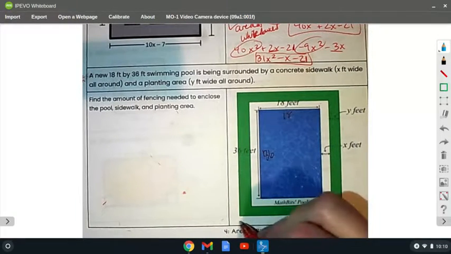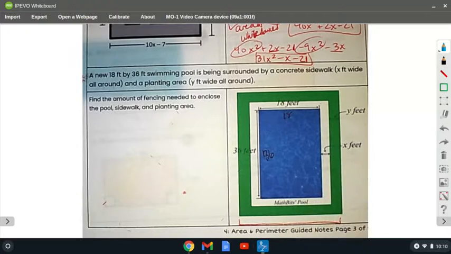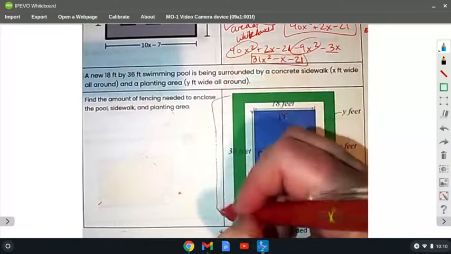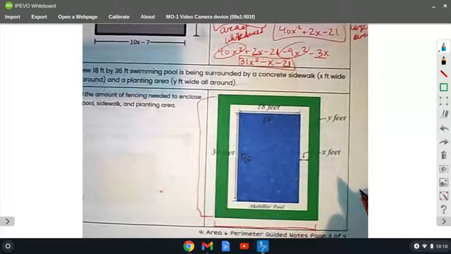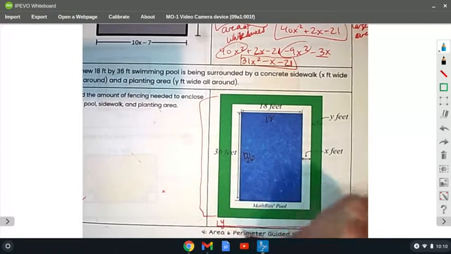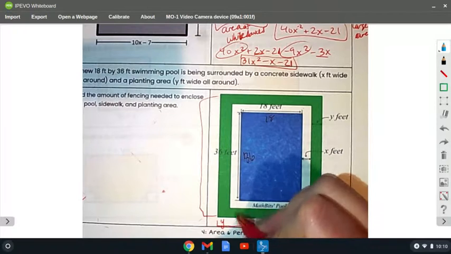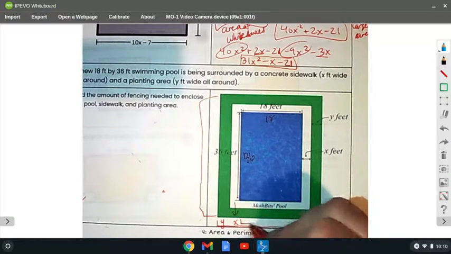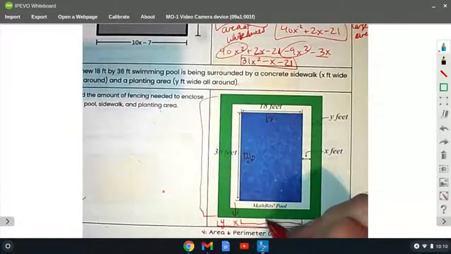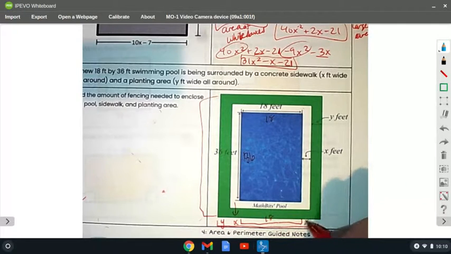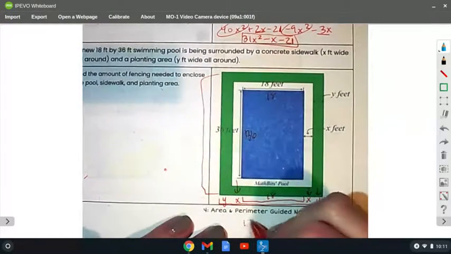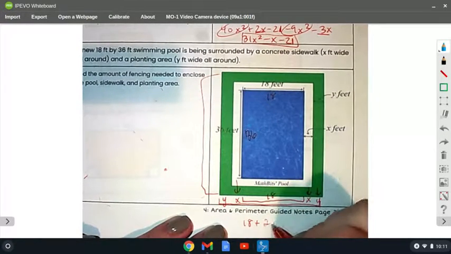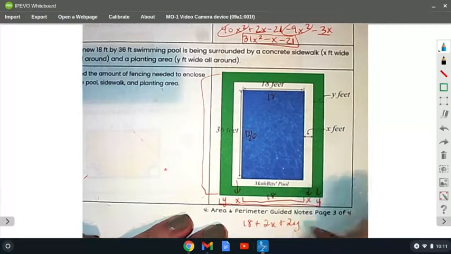Okay. So when I look at this, I want to know what this length would be and what this length would be. So this length here, or width actually, would have a y here for the green, then an x here for the white, and then this distance is 18, and then we have another x for the white and another y for the green. So now I have to add that all up. So I have 18 plus 2 x's, so that's 2x, and 2 y's.